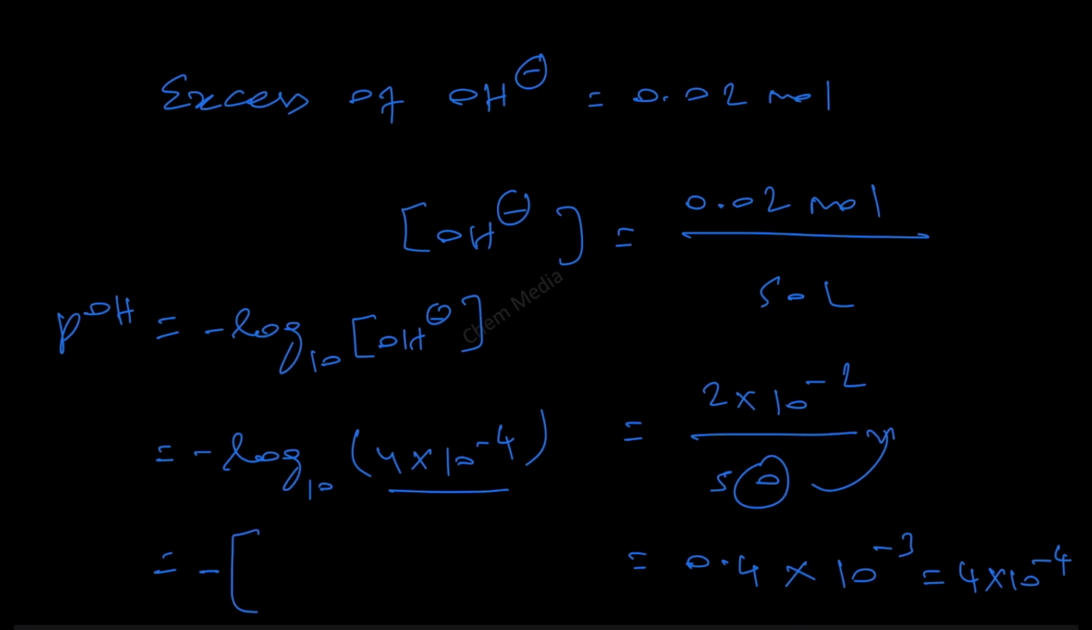So therefore, minus log 4 plus log 10 to the power minus 4. This minus 4 we can bring to the front, and we have another minus outside. So therefore, that would become plus. Therefore, pOH is equal to 4 minus log 4, because log 10 base 10 is 1.